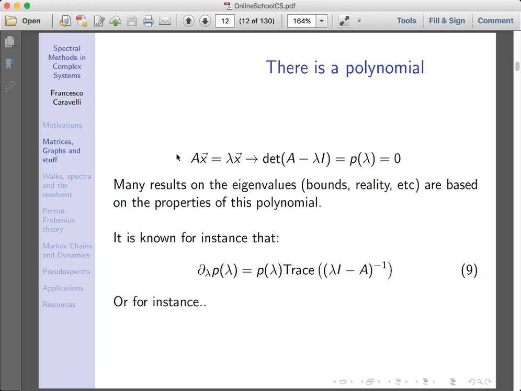Something I wanted to mention is the connection between eigenvalues and polynomials. There's a huge literature on this, on how to make this connection explicit.